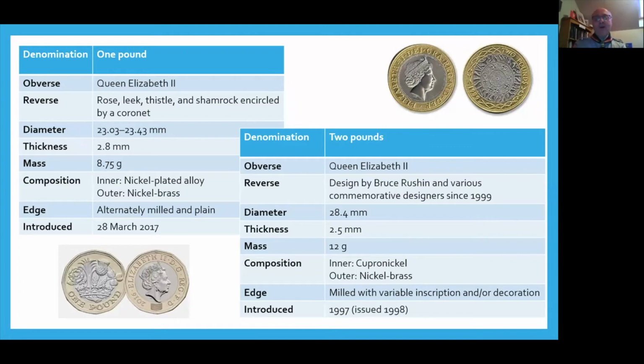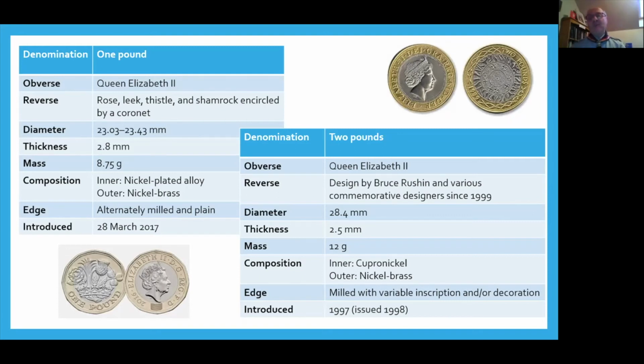But did you know that design, the rose, the leek, the thistle, and the shamrock, was designed by a person, and it was designed by a young boy. And I'm going to show you the picture of this young boy and what he actually did. So if you've got mum and dad there and they've got a £1 coin, have a look at it. You will see on the back those elements. And I'll show you this young boy, his picture, in a little while.